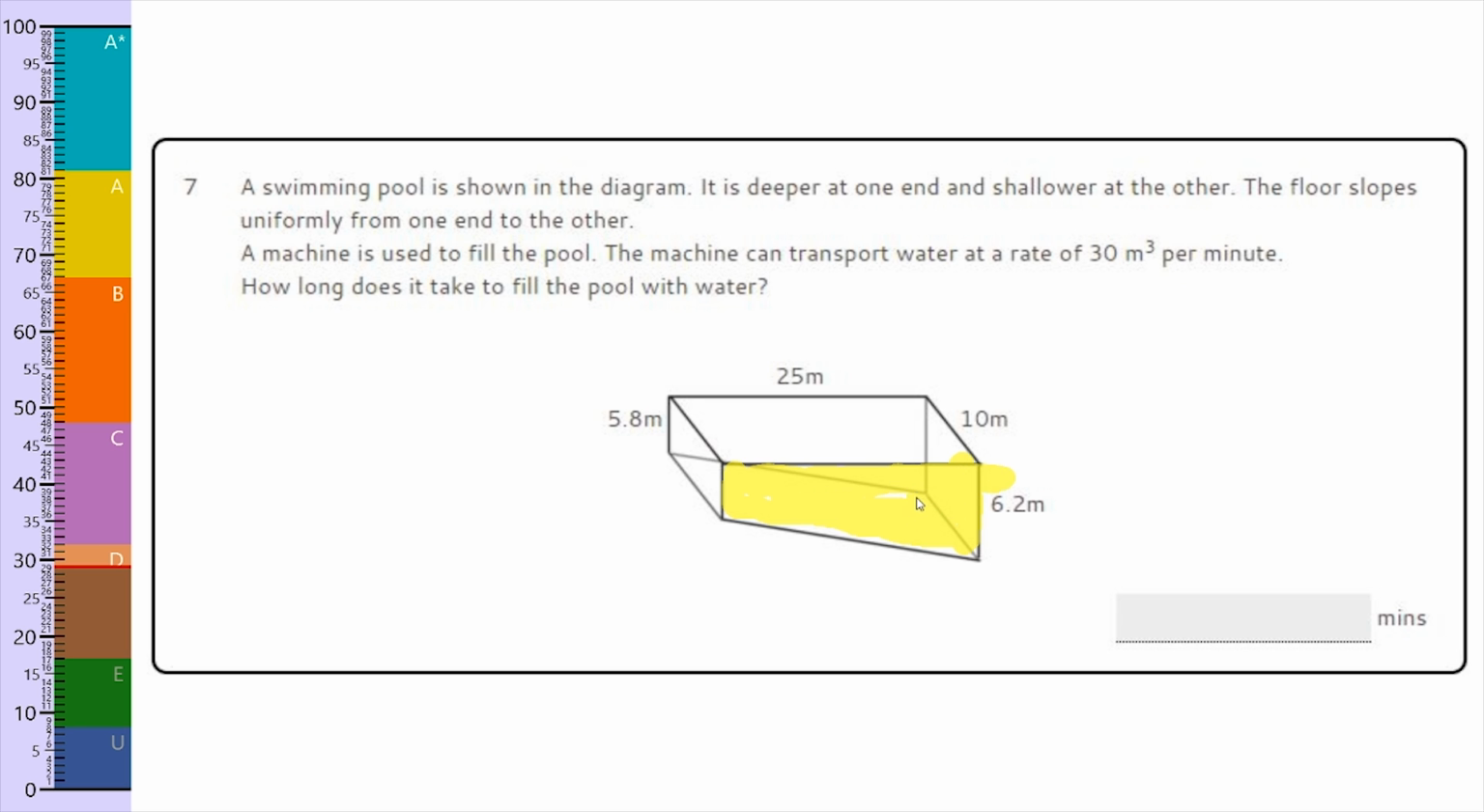To work out the area of the shape, I need to know what it is, and it's going to be a trapezium. The reason I know that is both this line here and this line here are parallel, because they're both going upwards, and they hit this thing here at right angles, so I'll need to know that as well. So this length here is 25, because it's the same as the length over there. This length here is 5.8, and this length here is marked 6.2.